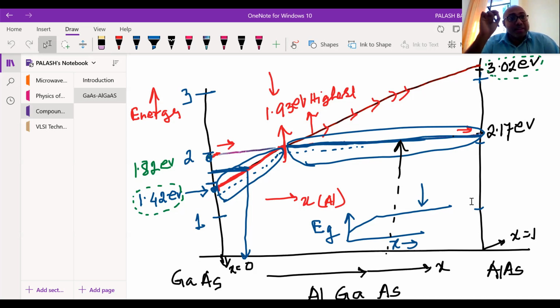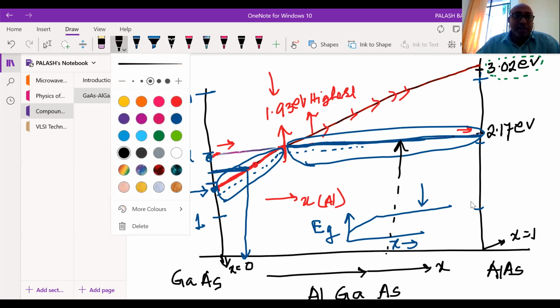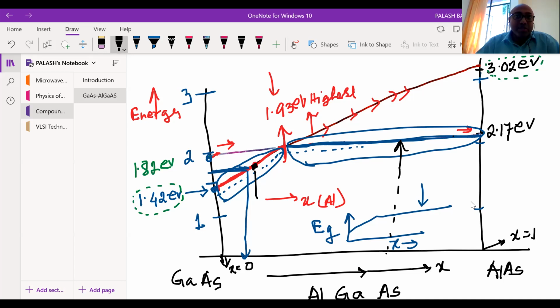And to get that energy, since it is an LED, you need to have a direct band gap. Now you know 500 nanometer corresponds to what energy. So you find out the energy that you are looking for, suppose this is the energy. Then you just drop it over there and find out what the X value is.